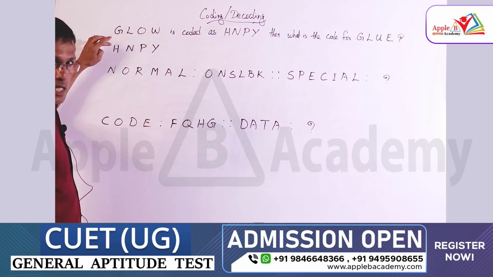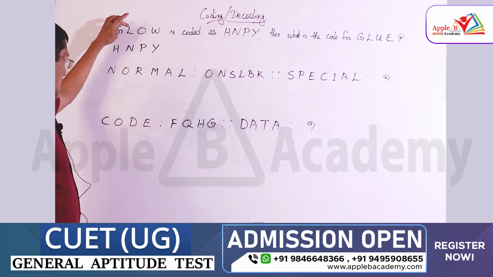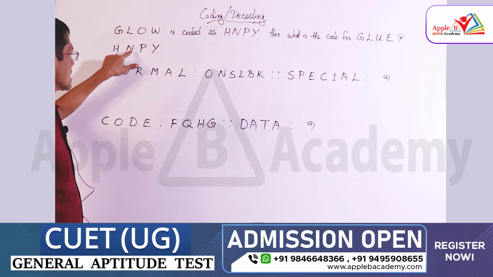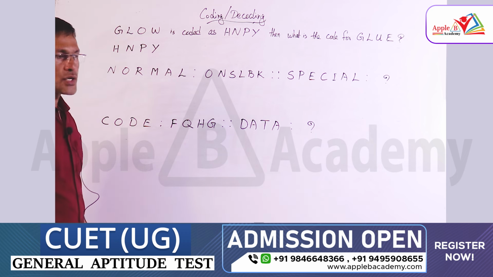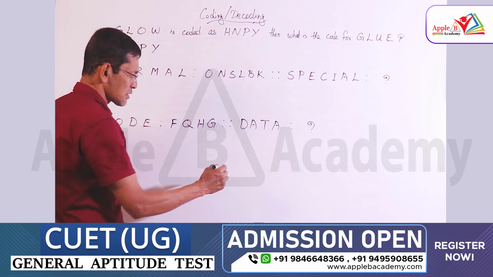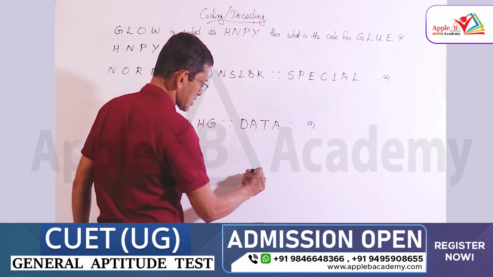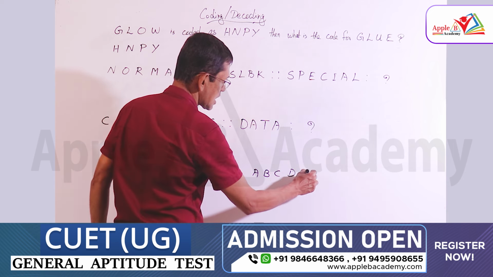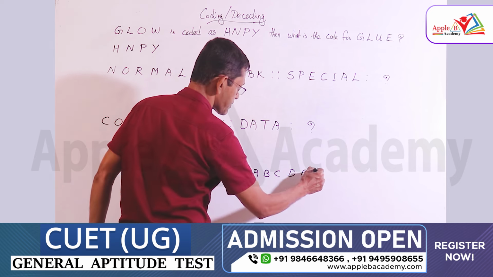So what kind of a pattern? G is coded as the next letter. The next letter of L is M, but you know what? L is coded as N. So what exactly you need in this kind of question is position values of English alphabets. So what are these position values of English alphabets? We'll take a look at what the position values are.